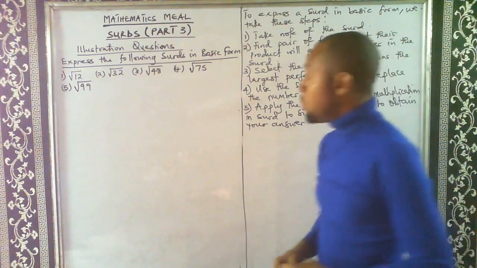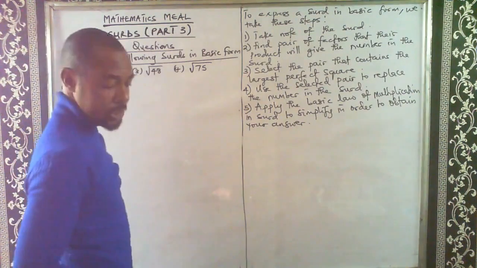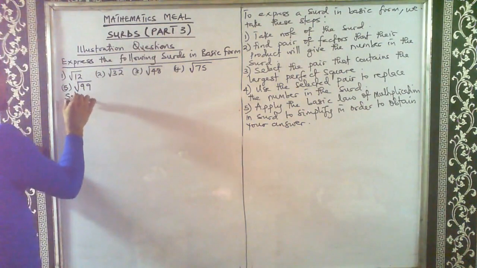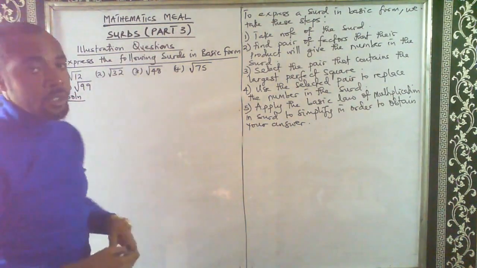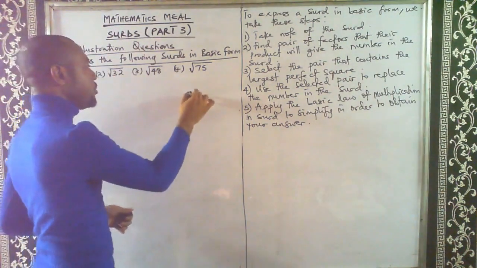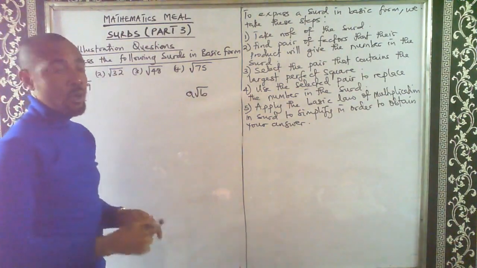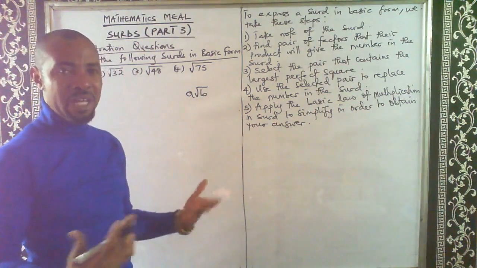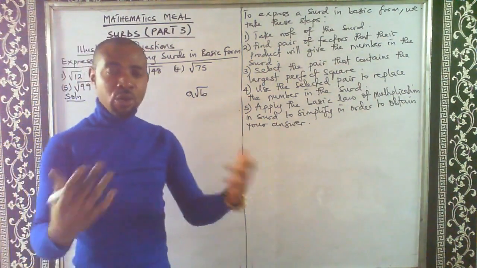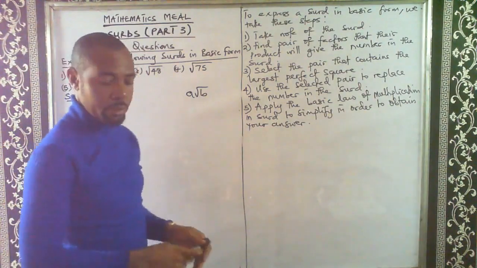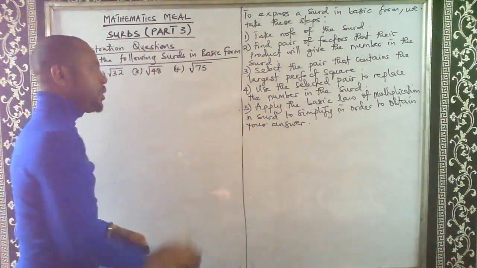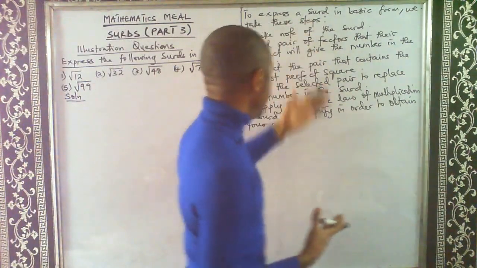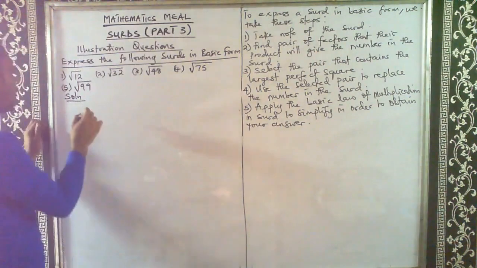All right, let's move. Express the following surds in basic form. I believe we still remember what we mean by basic form of surds. We say that a surd written in this form is in basic form, where A is a rational number or a whole number, and B is a number that is as small as possible. In other words, you can no longer reduce the number. So, to express a surd in basic form, we have about 5 steps that we are going to apply. So let's look at the first question.